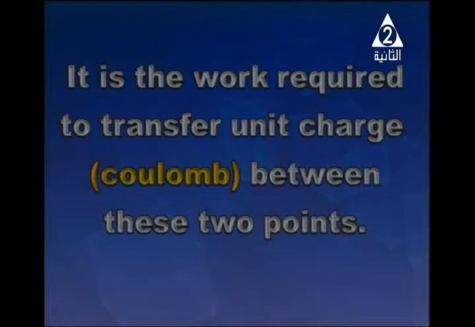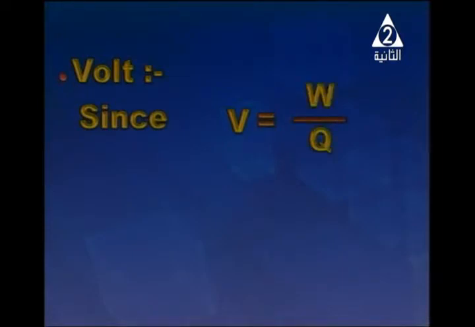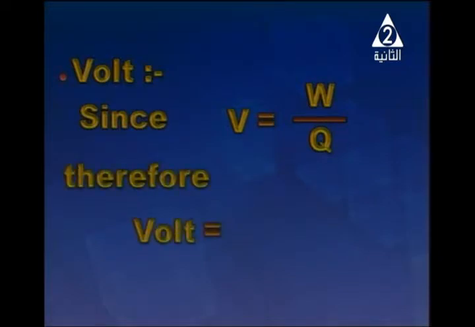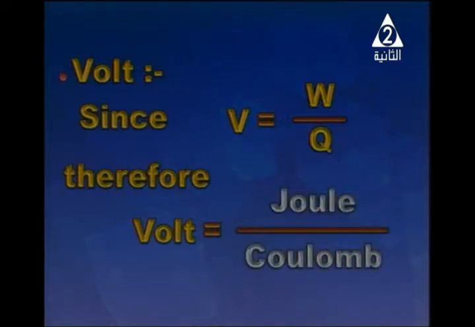So potential difference is the work required to transfer unit charge, meaning 1 coulomb, between these 2 points. Since V is equal to W over Q, V is potential difference, W is electric energy, and Q is charge, the amount of electricity. The unit of potential difference is volt, the unit of electric energy is joule, and of course coulomb is the unit of quantity of charge.